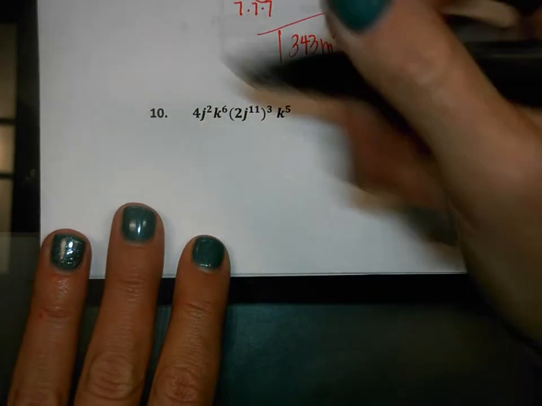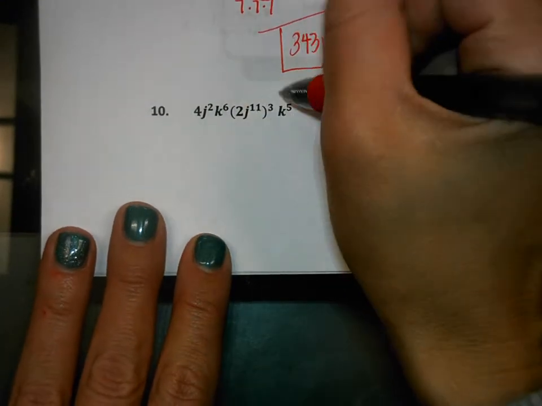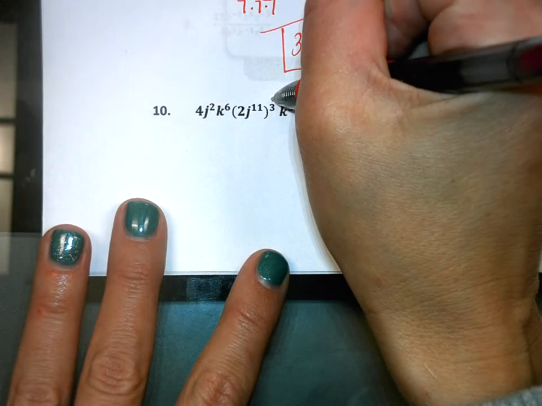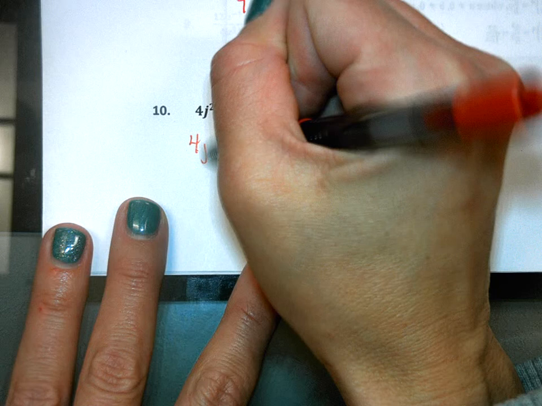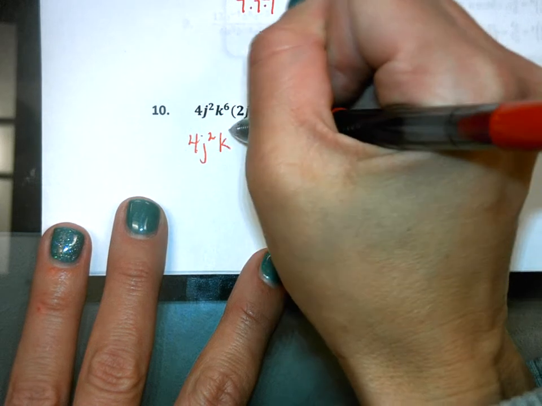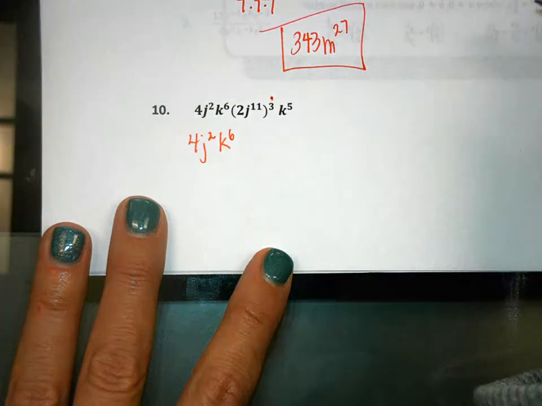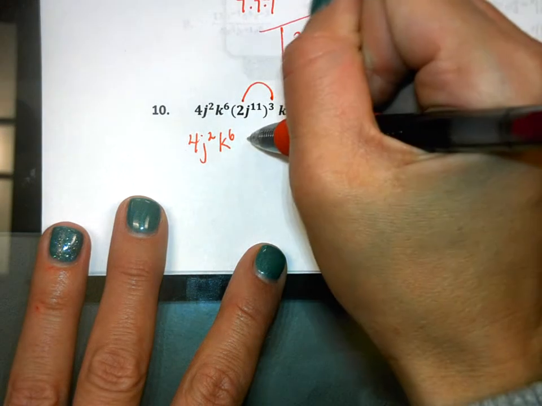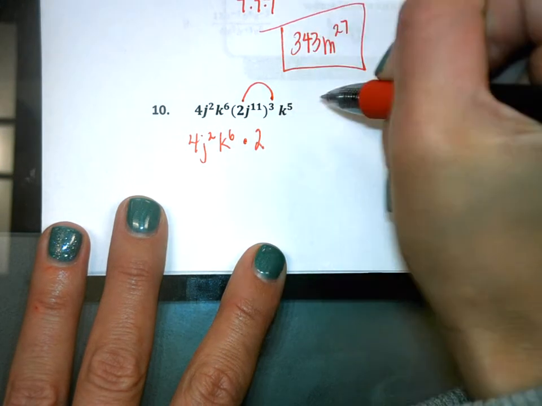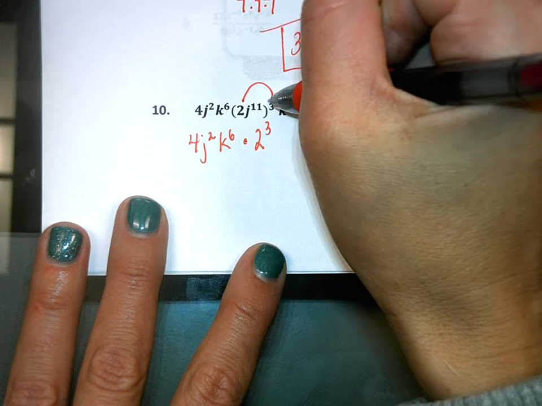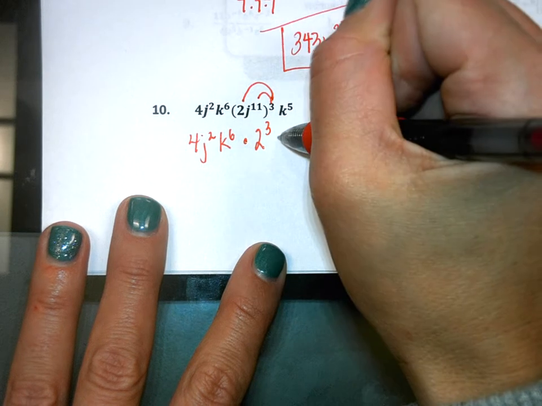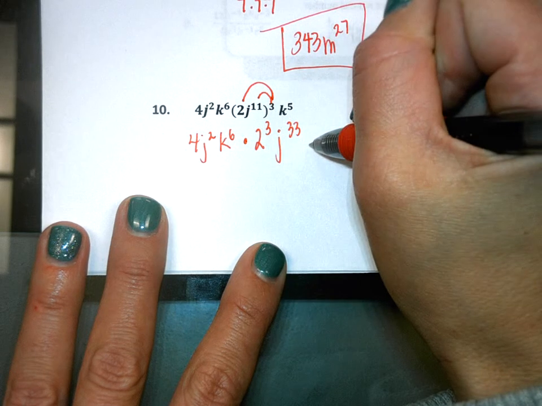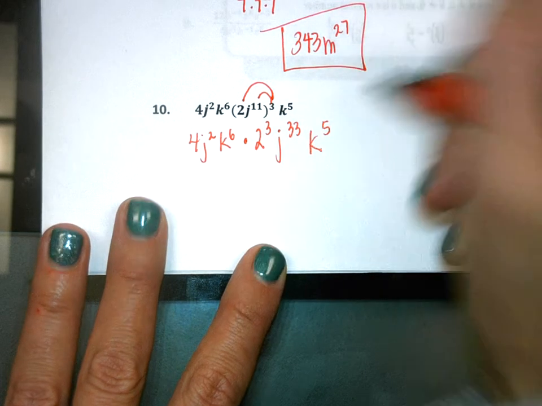So since I have this parenthesis with the third power right here, I have to take the third power to everything in that parenthesis. So I'm going to keep everything else as it is because it doesn't have a parenthesis with extra exponents. And I'm going to take the third power to the 2, which makes 2 to the third. And I'm going to take the third power to j to the 11th, which makes j to the 33. And then I still have k to the 5th here at the end.